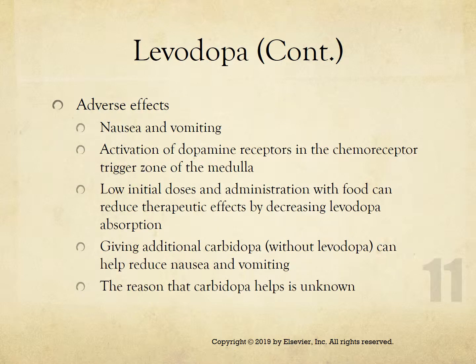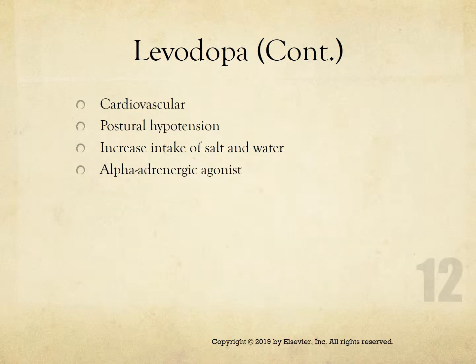Adverse effects, one of the main ones being nausea and vomiting. Giving the initial dose with food can help to slow the absorption and reduce side effects. And that's why it's given in combination with carbidopa or carbidopa products, because that helps with the nausea and vomiting. It's not really known why it helps, but it does. You can have cardiovascular effects such as postural hypotension, managed with increased intake of water and salt.